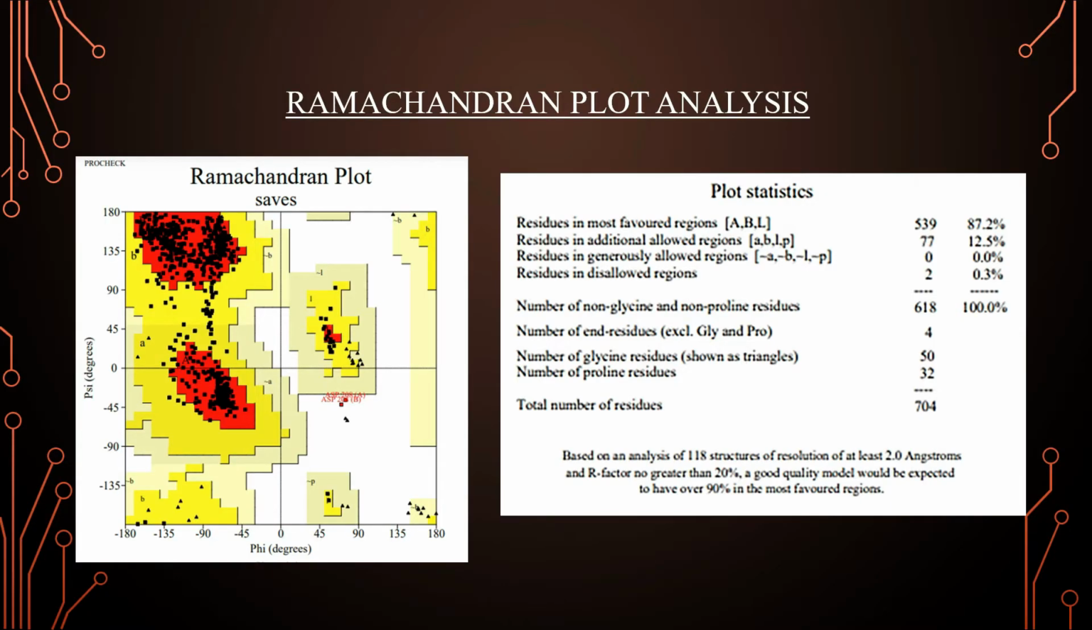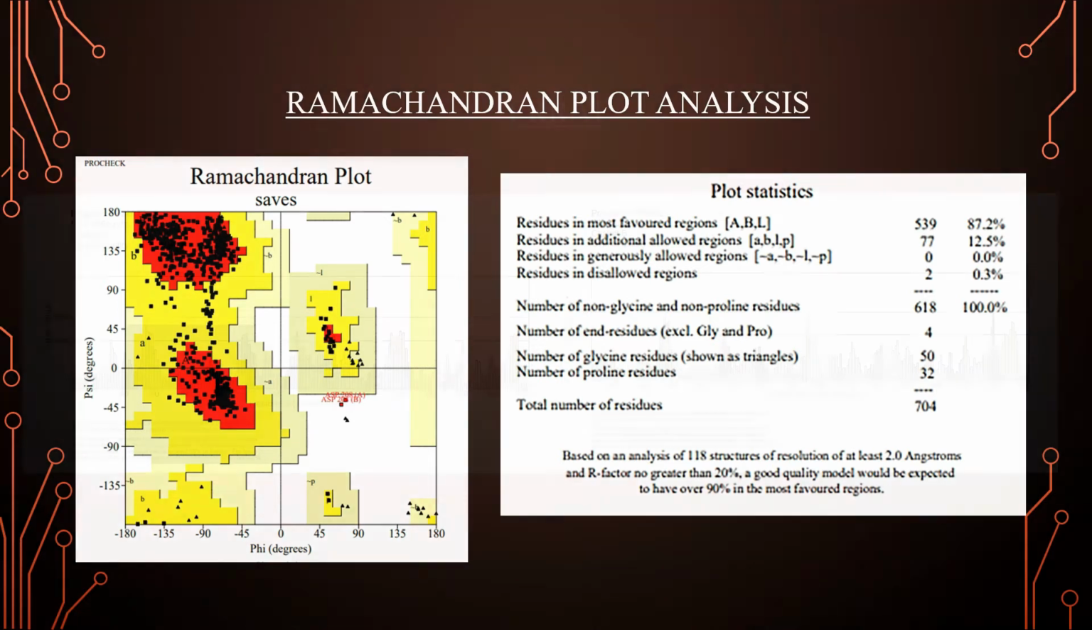The homology model that was generated using Yasara was further validated for its quality using Ramachandran plot analysis. According to this Ramachandran plot analysis, 87.2% of the residues found in the NS1 protein fell into the favored region of the Ramachandran plot. This indicates that the model generated using Yasara was of high quality.